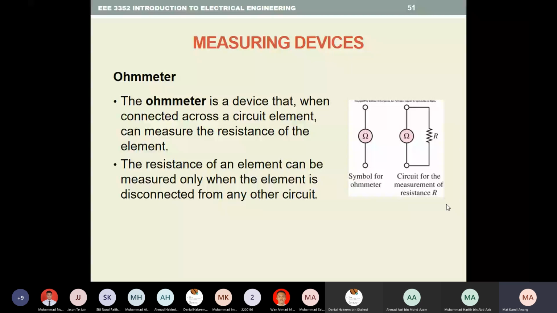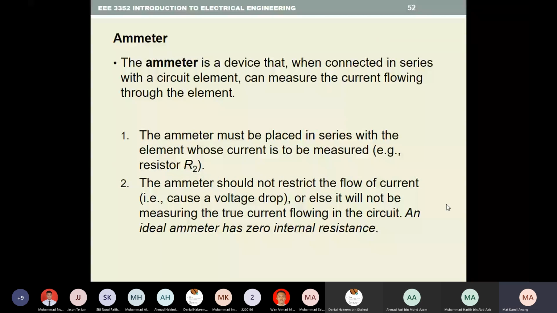Another device is called an ammeter. An ammeter is a device that, when connected in series with a circuit element, can measure the current flowing through the element. So this is to measure current. The ammeter must be placed in series with the element whose current is to be measured. The ammeter should not restrict the flow of the current, or else it will not be measuring the true current flowing in the circuit. So an ideal ammeter has zero internal resistance.